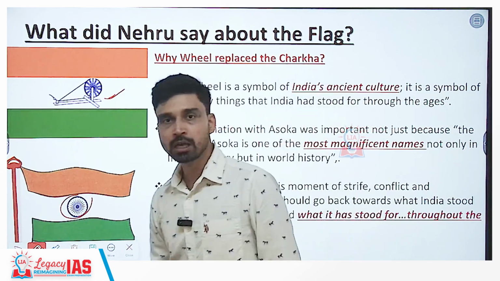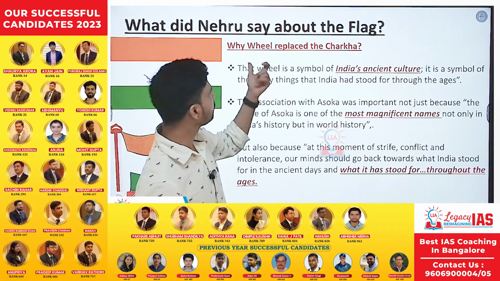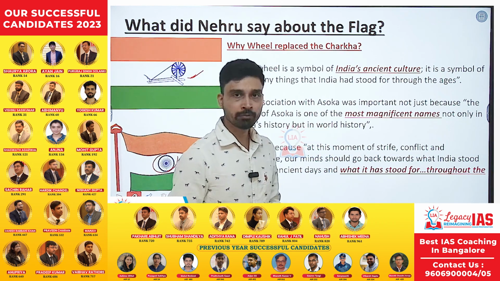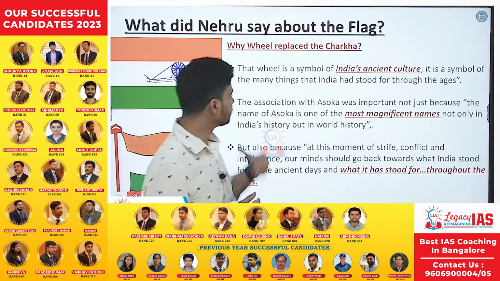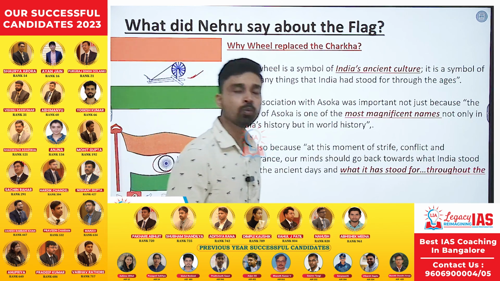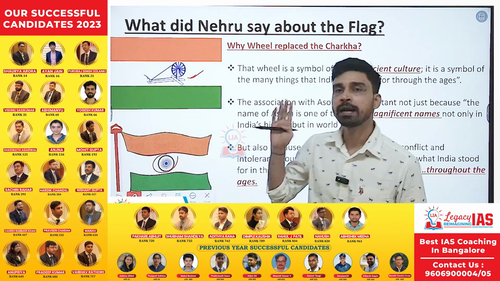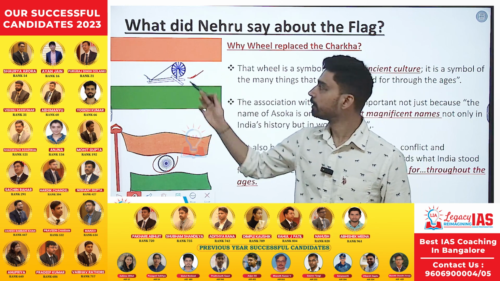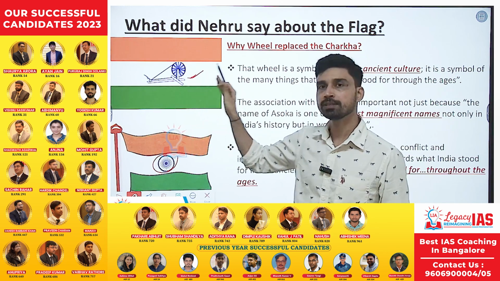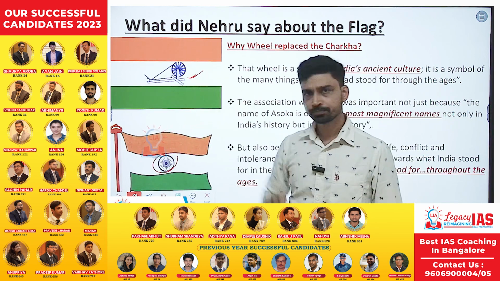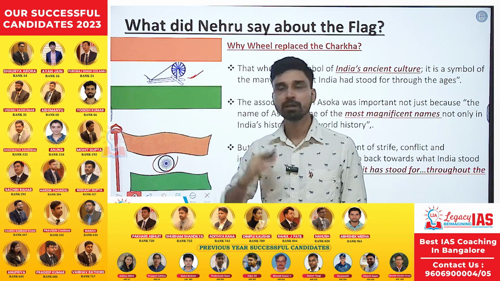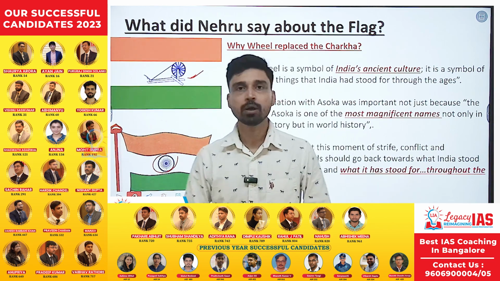So, why did the wheel replace the charkha? The story goes as such: in the debate, the people in the Constituent Assembly, especially Pandit Jawaharlal Nehru, wanted the flag to look identical from both sides. For example, if you're looking from the front, as you can see, the spinning wheel of the charkha is on the right and the other part is on the left. But if you go on the other side of the flag, it will reverse. And this is something which they wanted to avoid.